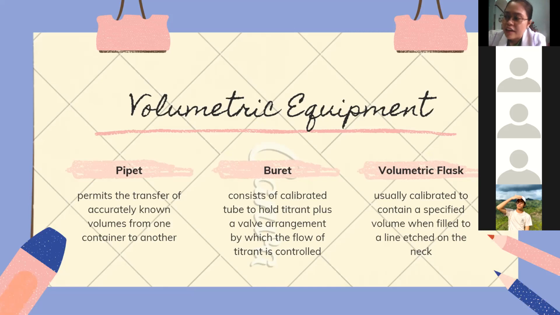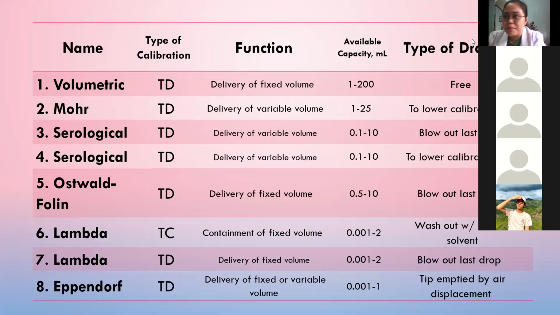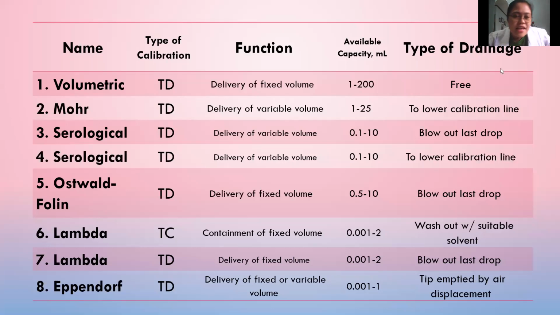Now let's start on using the pipette. So the first part of your activity is to answer the table. We have different types of pipette. You have to supply the type of their calibration, either they are used to deliver or to contain. And also their function, the available capacity in ml, and the type of drainage.